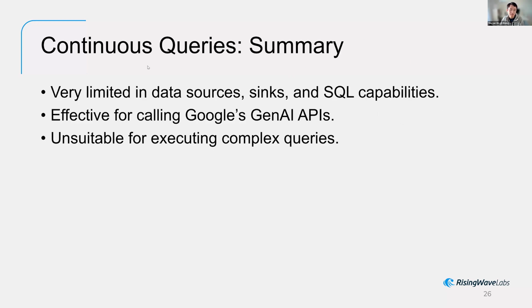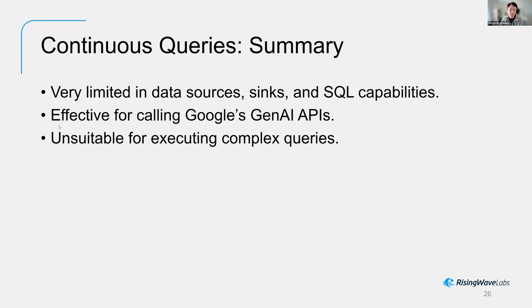And to summarize, Google's BigQuery continuous query is definitely a pretty young product, and it's very limited in terms of data sources. It can only ingest the data from BigQuery tables. And on sinks, it's also pretty limited. It only allows 3 types of sinks. And for SQL capabilities, it only allows basic database functionalities as well as calling their Gen AI API. That's the only thing they allowed.